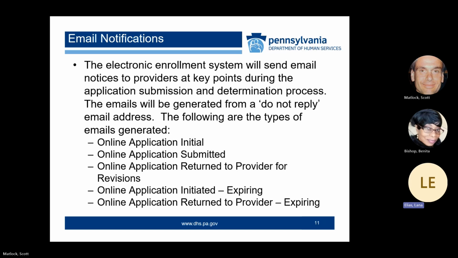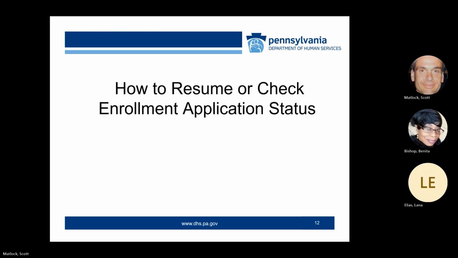And then the online application return to provider expiring is when DHS enrollment staff has returned an application to a provider for revision and they have not responded. The application will expire within 30 days, and that email would let them know that you have not replied or responded to the email or your application that was returned to you.